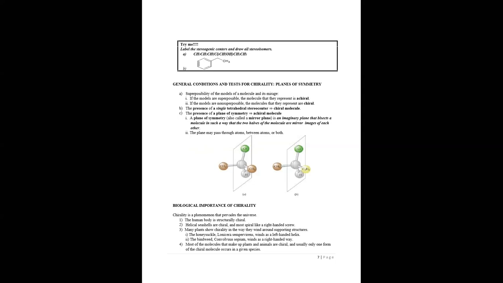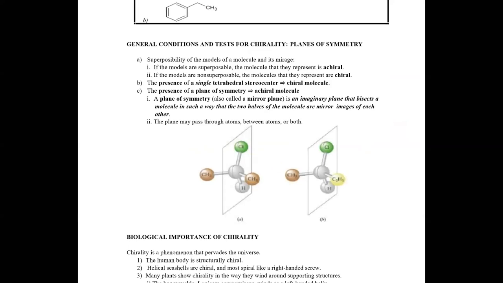Then let's see. We'll talk about the general condition or the test of chirality. We'll talk about the plane of symmetry. So there are certain rules to follow. You need to know these rules. If a model is simply this one, which is in tetrahedral form, this is a model. If a model is superposable, the molecule that is represented is achiral. Take note of this. If it is non-superposable, the molecule which is represented is chiral.